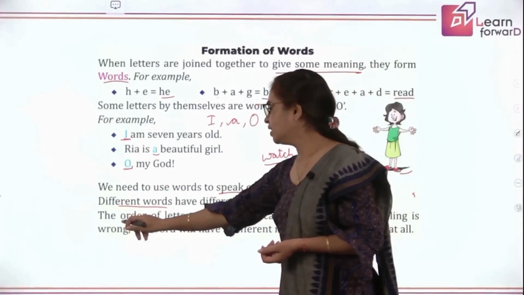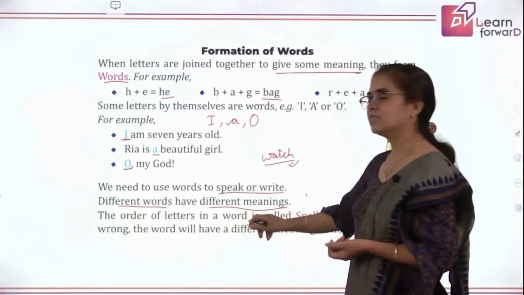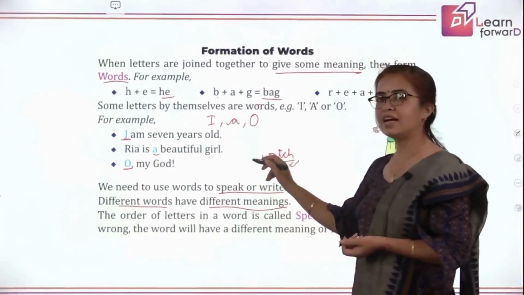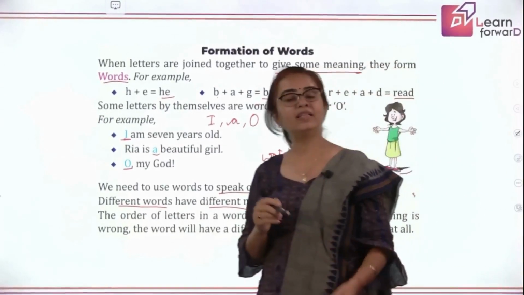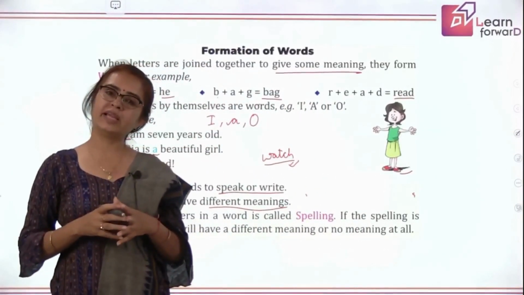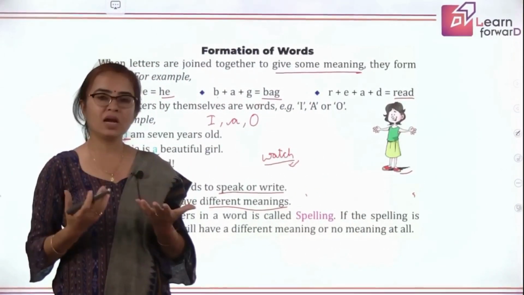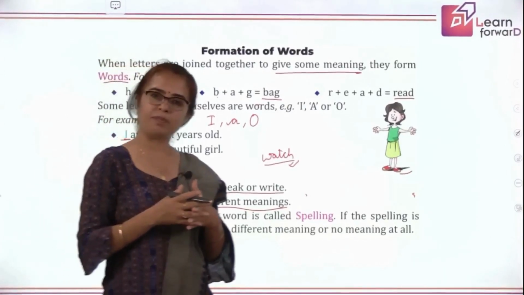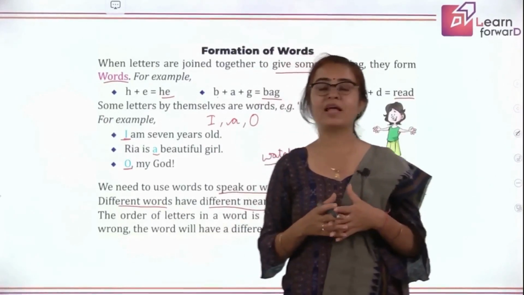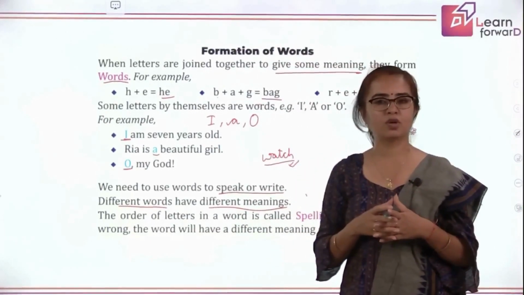Let's move ahead now. The order of letters in a word. Yes, I told you, you have to write the letters in an order so that you get some meaning out of it. And if you get a meaning out of it, that is called a word. That arrangement of letters is called a word.